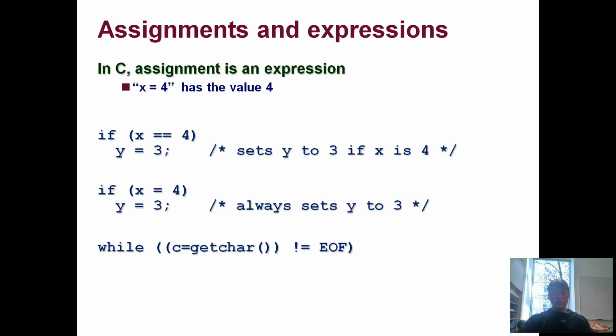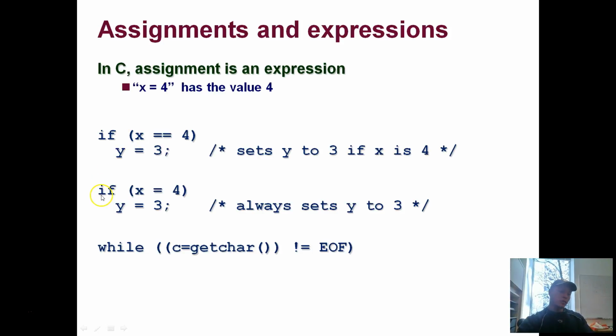Okay, another interesting thing with C is that assignments and expressions are related in that assignments actually return a value. So in this case, when you set x equal to 4, if you put that in parentheses, it will return 4 as the value of the expression in C. So if you have this statement, if x double equal 4, we talked about earlier, the double equal operator is an equality operator. It's a logical comparison. And so this will only set y to 3 if x is in fact 4.